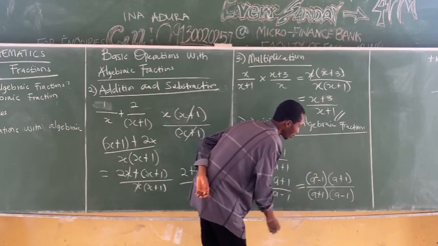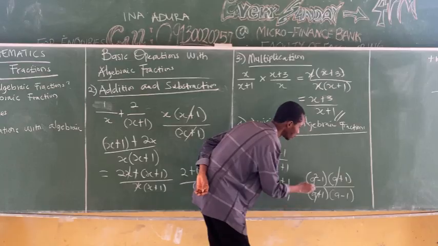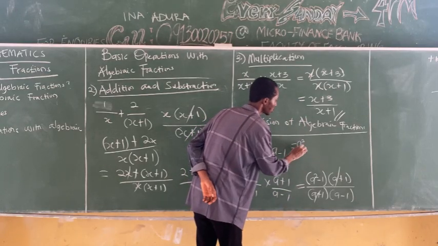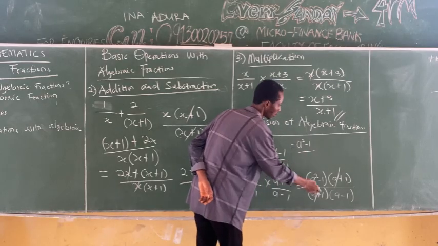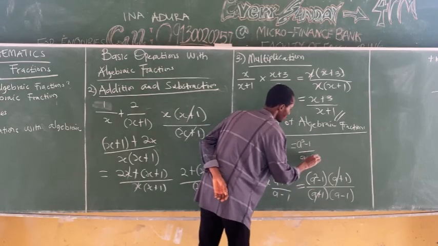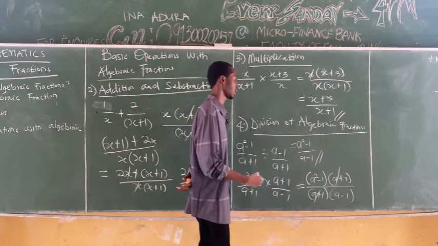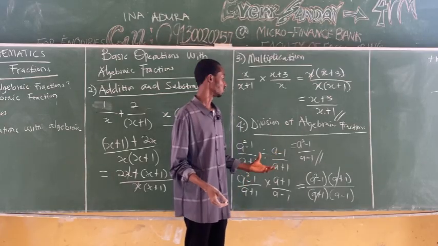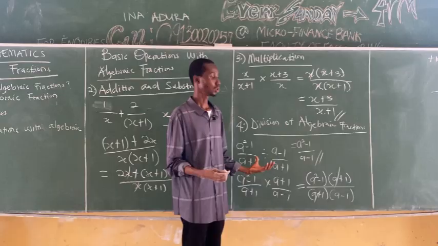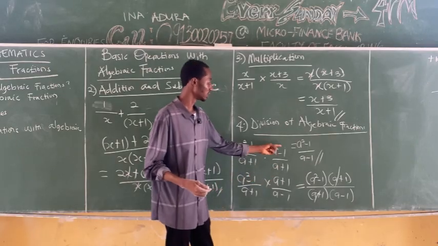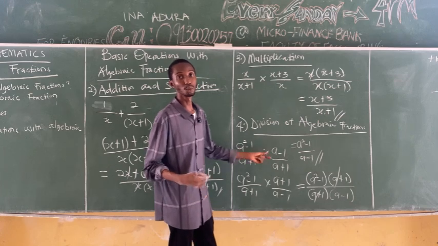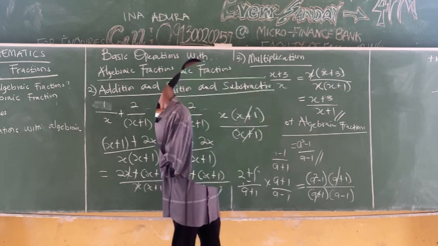Now there's something common here. This will cancel this. You're left with a squared minus 1 all over what? a minus 1. Now this is our final answer. So when you have an algebraic fraction of this form involving division, this is what you need to do. Take the inverse of the second term, the sign changes from division to multiplication, then you simplify.